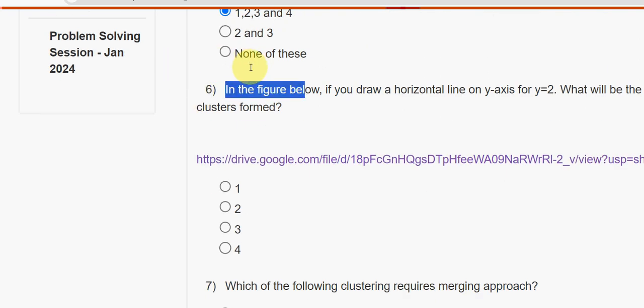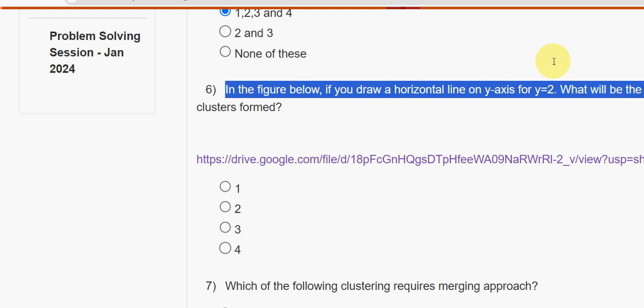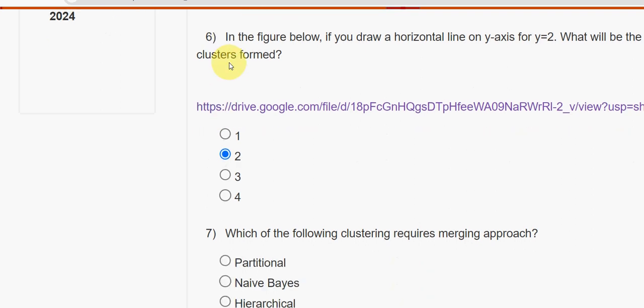In the figure given below, if you draw a horizontal line on y-axis for y equals to, what will be the number of clusters formed? So for sixth question, the probable answer is 2 guys. Next, seventh question.